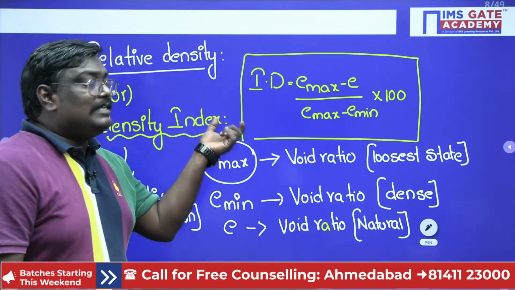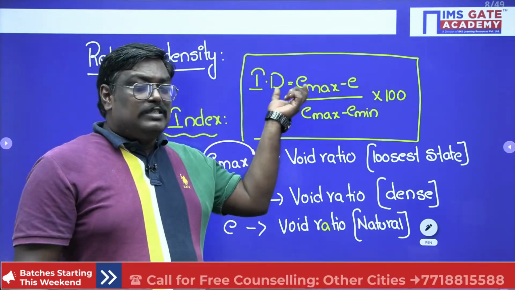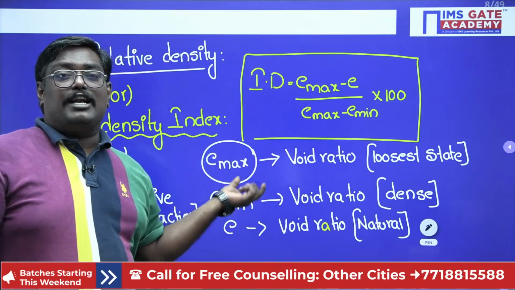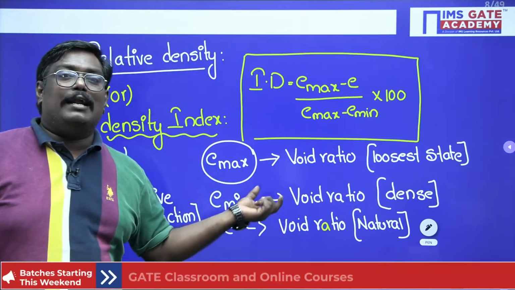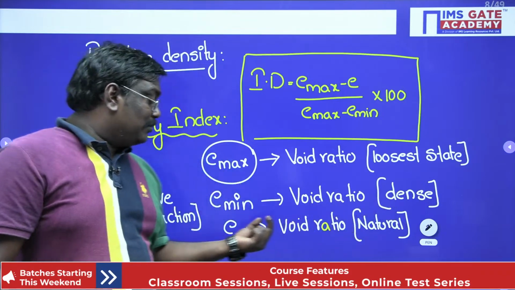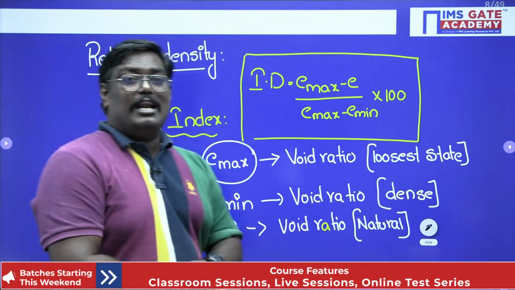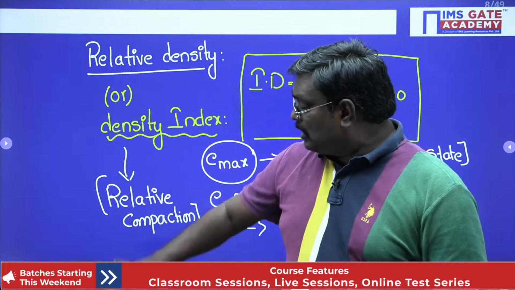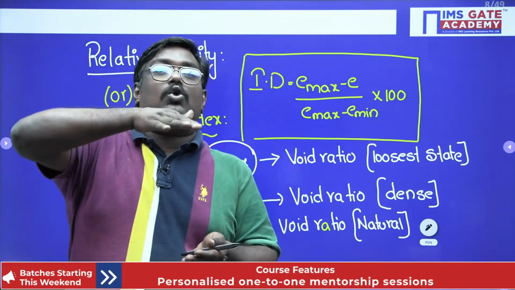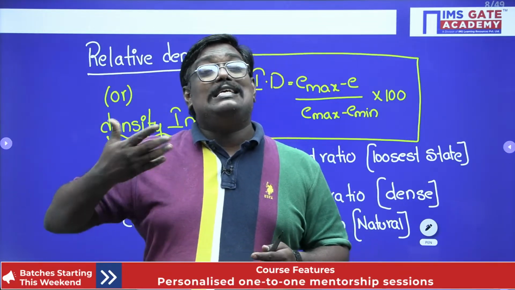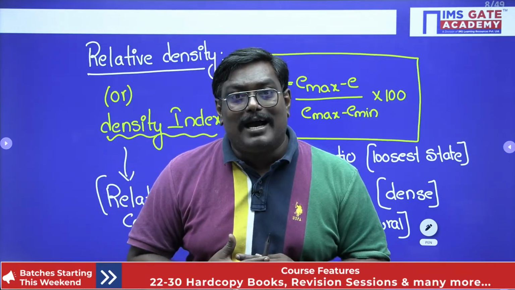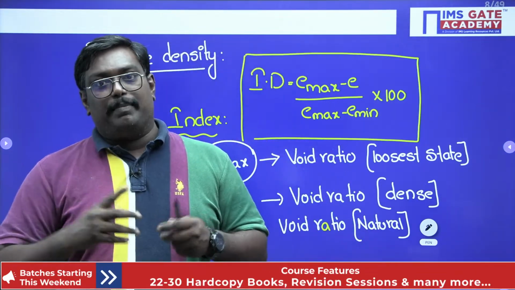So relative density is also known as density index. Using the formula (e max minus e) divided by (e max minus e min), e max represents the void ratio in the loose state, e min is the void ratio in the dense state, and the void ratio in the natural state is the value of e. Through relative density, you will get an idea about the relative compaction. What actually is relative compaction? It is defined as the ratio of dry density in the field to the maximum dry density obtained in the laboratory, multiplied by 100.